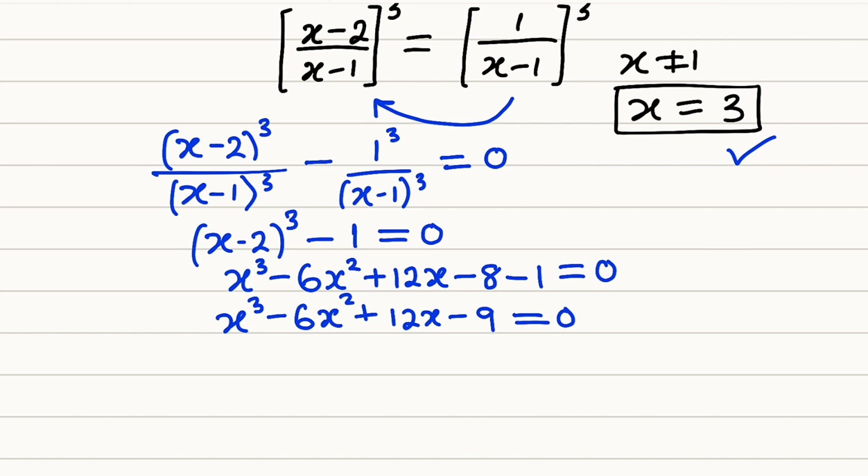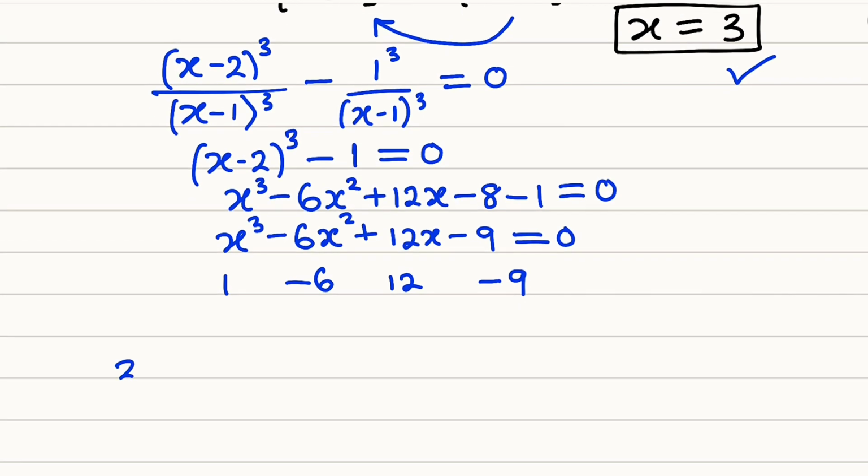Now let us write all the coefficients of this cubic equation. The leading coefficient is 1. We have negative 6, we have 12, negative 9. And we have our solution, 3. Next, we are going to drop down the leading coefficient. We have 1 here. Then we take this, multiply by this. 3 multiplied by 1 is equal to 3. And we write it under negative 6. Then we add them together. Negative 6 plus 3 is negative 3.